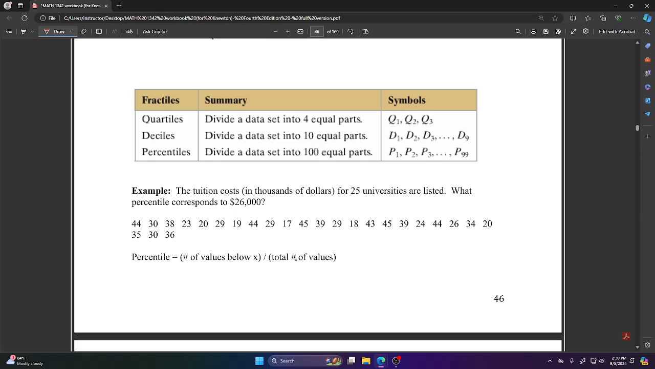So the difference between quartiles, I don't even know what deciles is, and percentiles is that you're doing 4 all the way to 100. And I guess if you see the deci, that means 10. But we don't use that in this class, so I don't really know. It's just there to kind of show, I guess. Quartiles is definitely important. Percentile, very important.